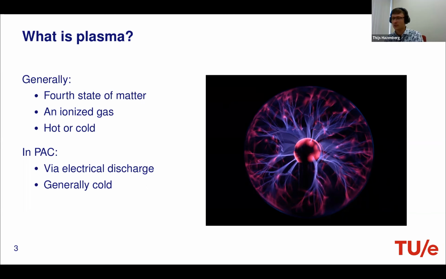Specifically, in the case of plasma-assisted combustion, we create this plasma via an electric discharge. There are also other methods to create it, but we will only consider this. And we generally do not want to go to temperatures of the sun, so we have a relatively cold plasma.